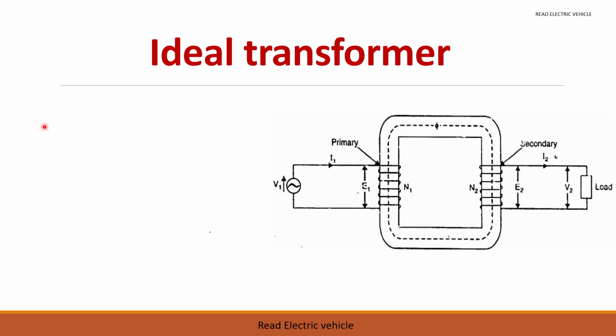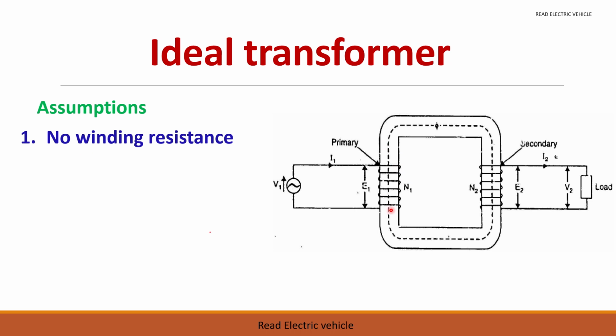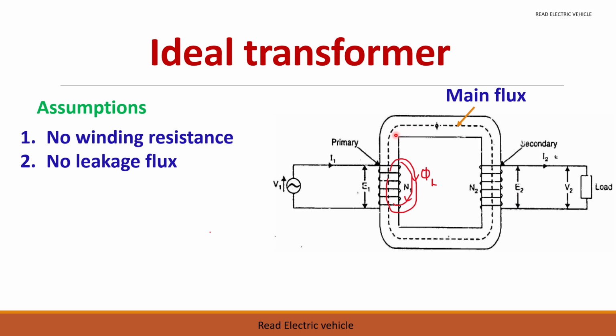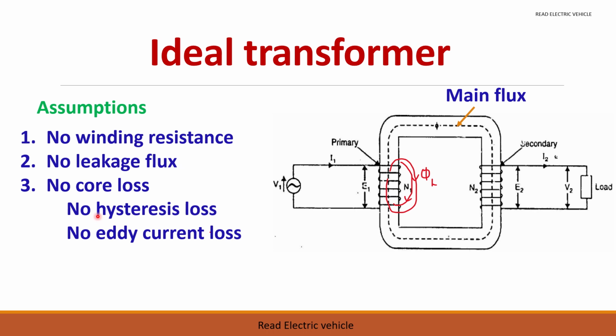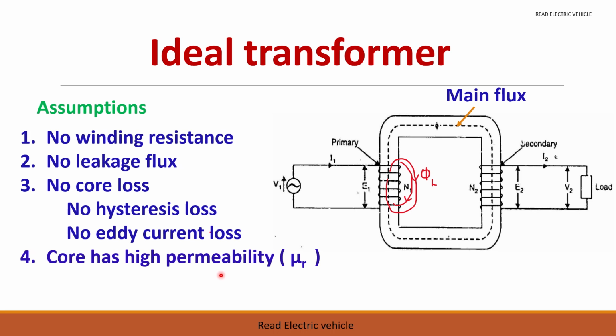Let us recall what we have seen in the previous video about ideal transformer. We have made some assumptions like there is no winding resistance in both the primary and the secondary coil. There is no leakage flux, meaning that all the main flux links with both the primary coil as well as the secondary coil, and there is no core loss, and the core has high permeability. So these are the assumptions made for an ideal transformer.